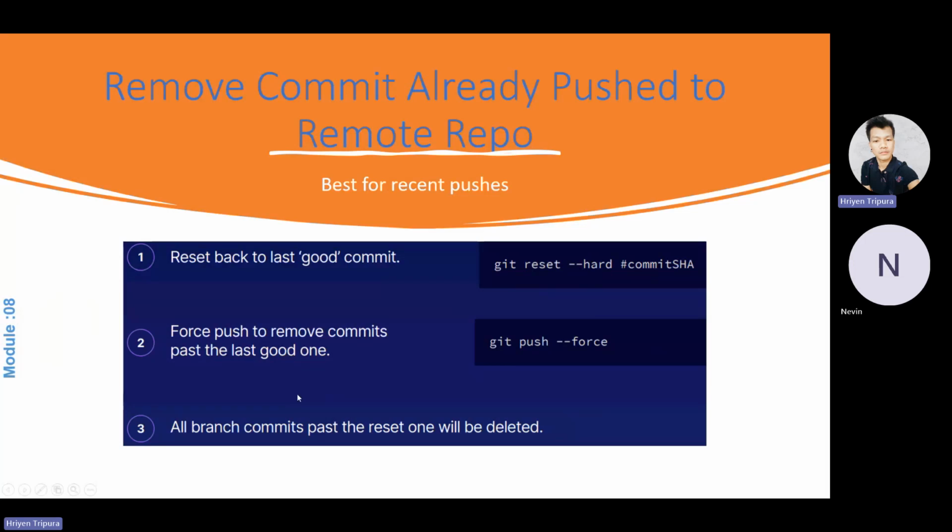This also we can do using remove commit already pushed to your remote repository. If you have already pushed to your remote, we can use reset back to the last good commit. This depends on the requirement. Like I mentioned, every time I use git commit, I get the commit hash ID. Every single commit we get an ID.